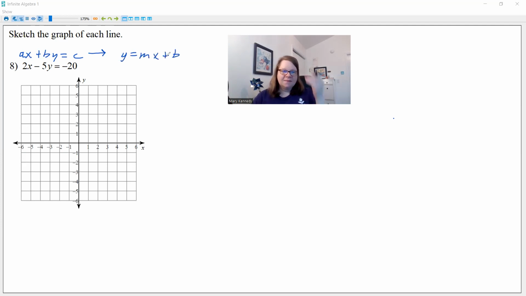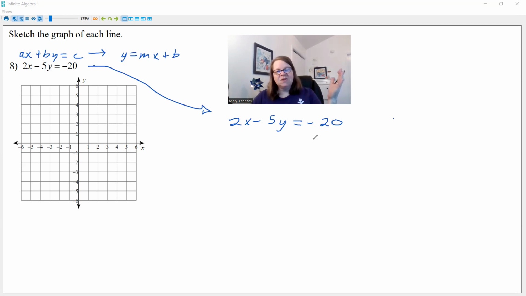So that just means that we're going to take this equation 2x minus 5y equals -20, and we're going to solve for y. Once it's in the form of y equals mx plus b, then we can just graph it the regular way, and it's pretty straightforward at that point.